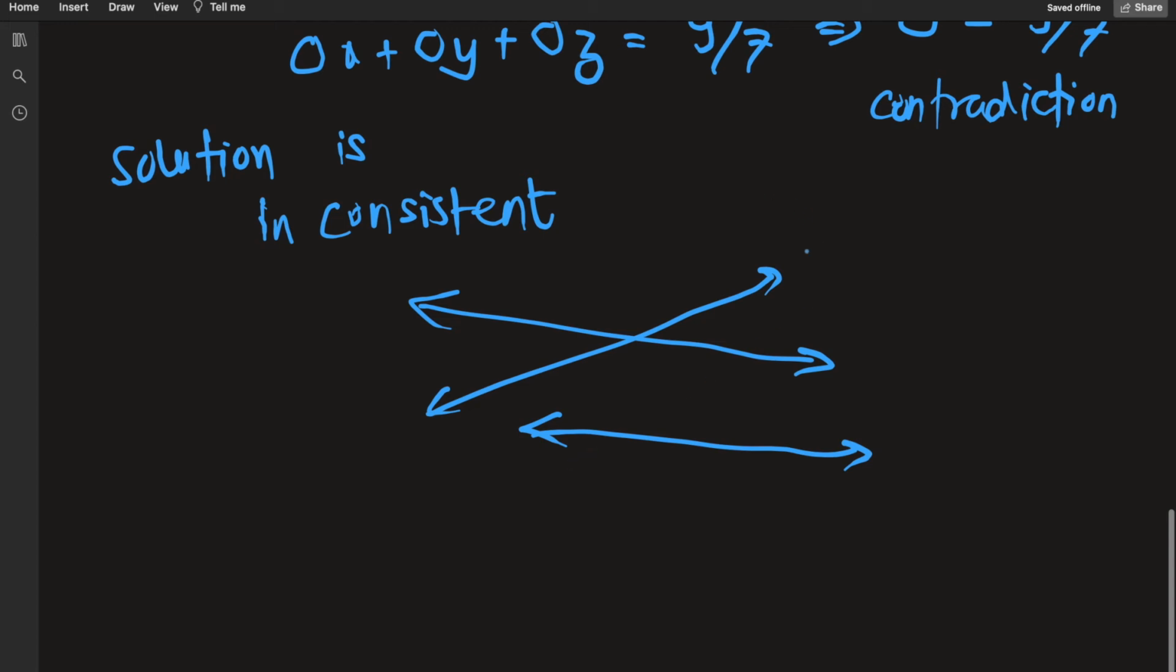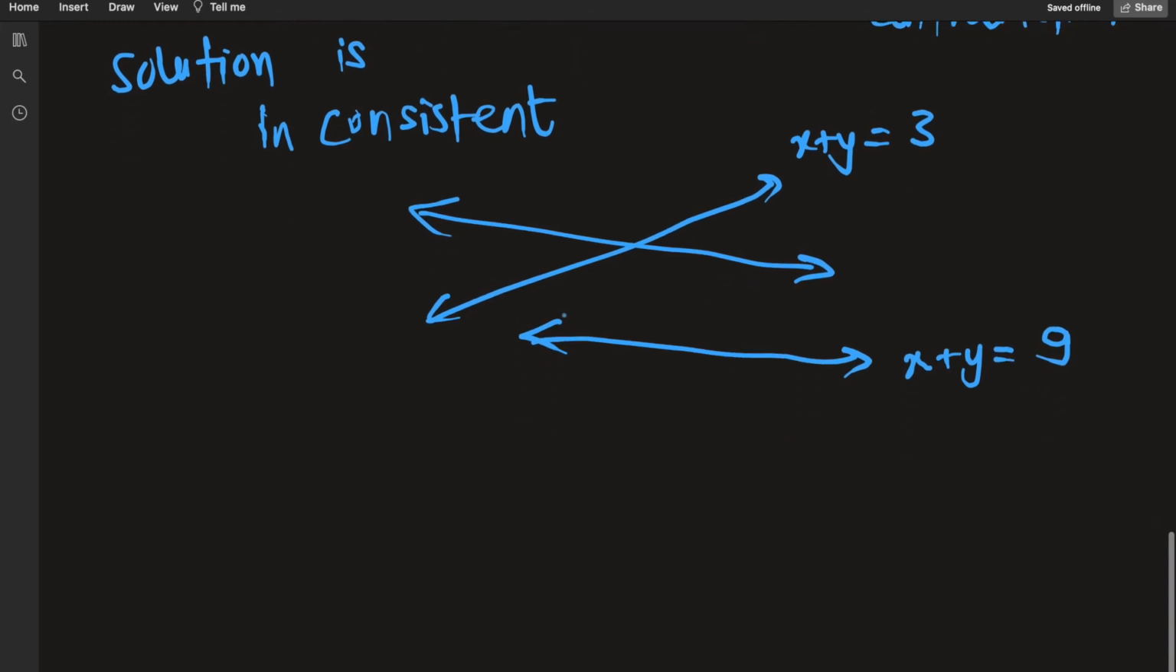I mean, this equation can basically say x plus y is 3. This equation can basically, I don't know, just be like x plus y equals 9 or something. They aren't perfectly parallel here, but if you have two parallel lines like this, then they're never going to intersect anyway. There's never going to be a solution for them.